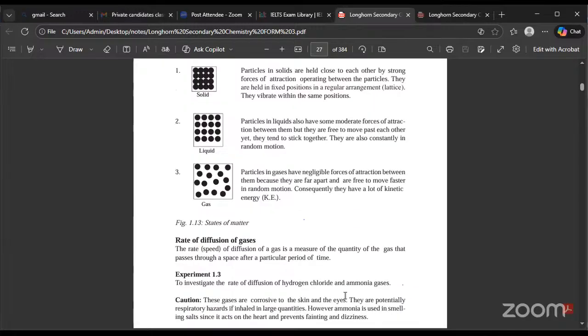So to investigate that, we normally use HCl, which is hydrochloric acid. Actually, it is hydrochloric acid that produces hydrogen chloride gas. So what we do is we dip a cotton in HCl, and we dip another cotton in ammonia liquid, and then we place them in a tube and wait for the observation.